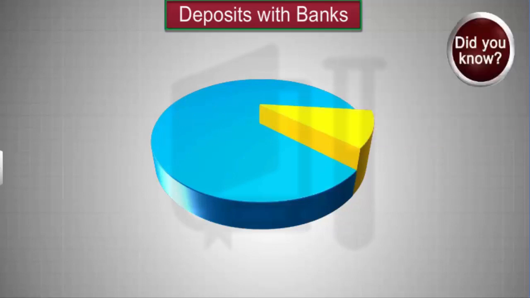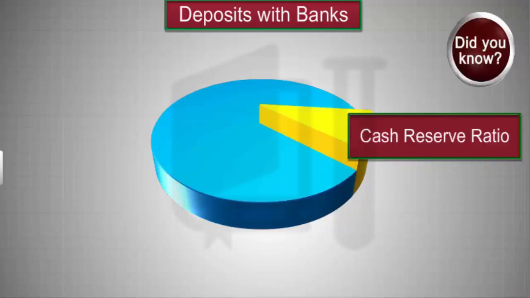Did you know the percentage of cash reserves against deposits that a bank must maintain at all times is called the cash reserve ratio, or CRR? This ratio keeps changing from time to time depending on the prevailing economic conditions.